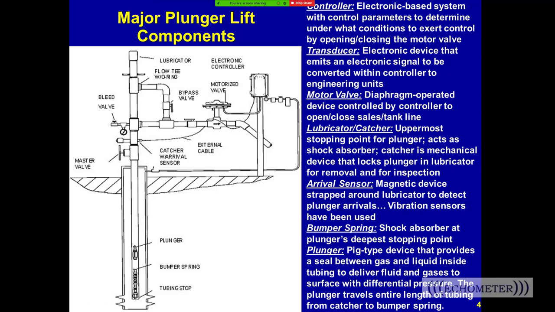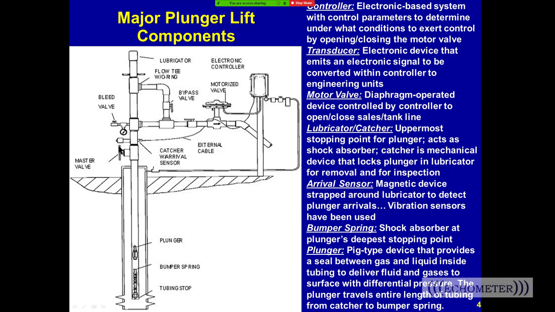Then at the surface, there's a lubricator, and it's designed to catch the plunger. It has a spring in it. But it's important, even if you have a spring in the lubricator, you don't want to run the plunger dry, or it's going to cause damage. So it's important to always have a little bit of liquid above the plunger, and you want the plunger to hit the bumper spring on the bottom and have liquid there so it doesn't cause mechanical impact and potential damage.